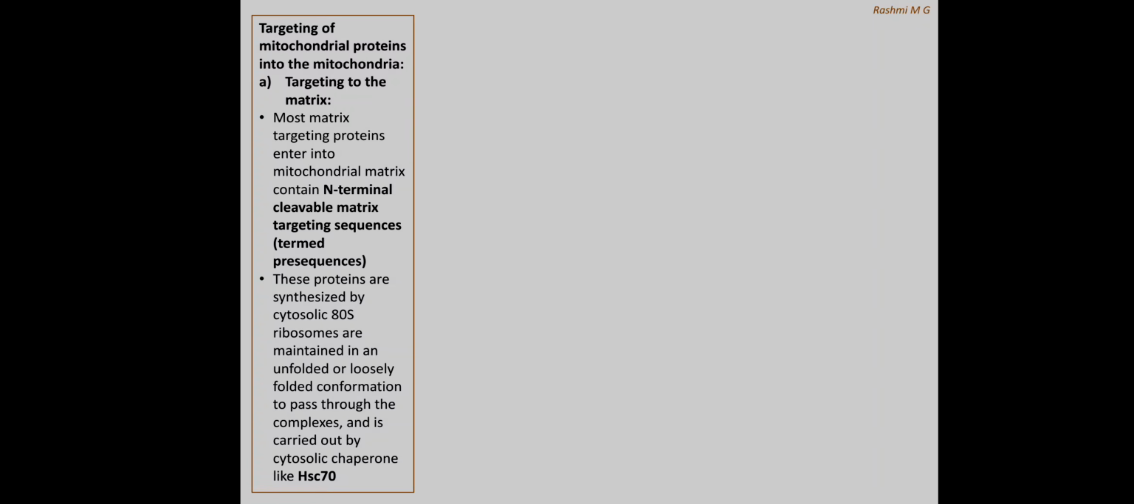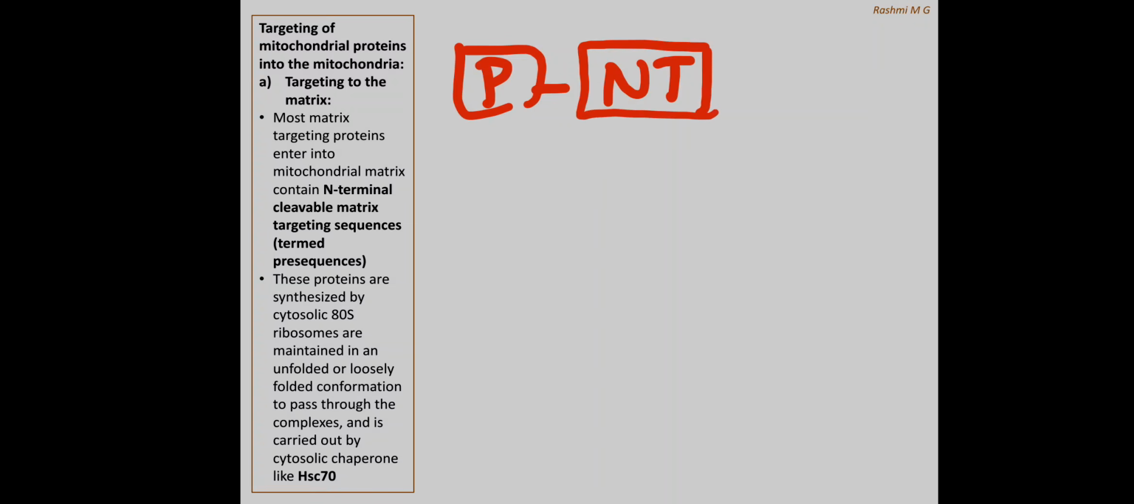So, to the matrix, the protein has an N-terminal cleavable targeting sequence, right? So, there is a TOM complex. TOM means what?